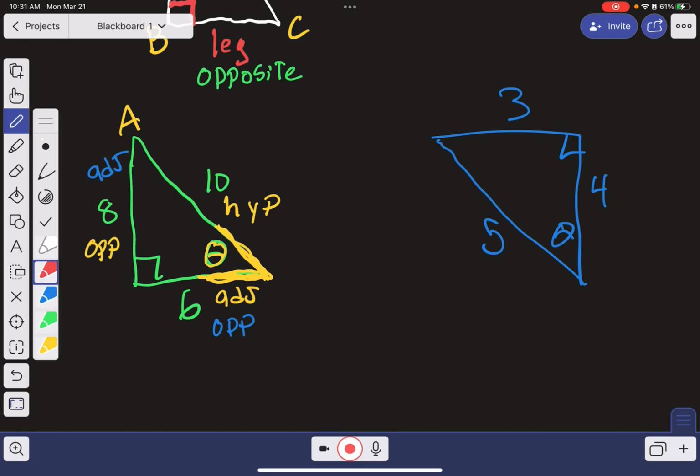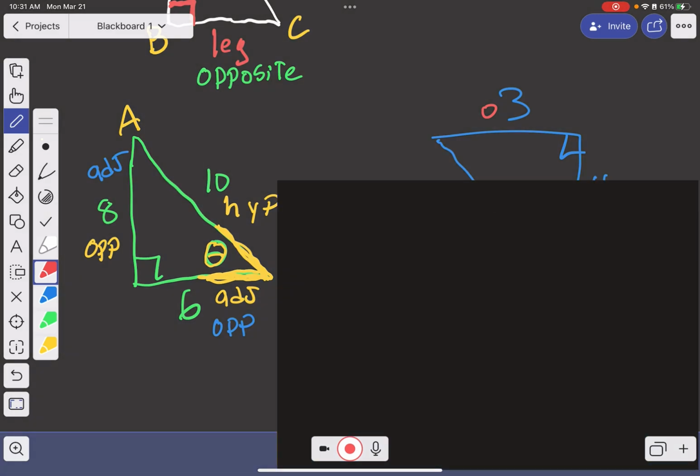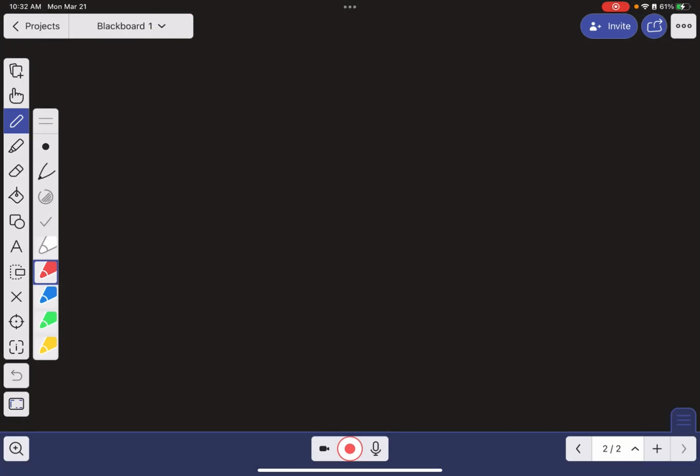Which one's the hypotenuse? 5. Which one's adjacent? And the opposite is 3. Good with that? Questions with that so far? All right, now that we can do that, then we can go into really what we call our 6 basic trig functions.